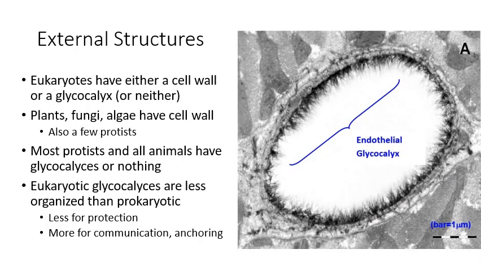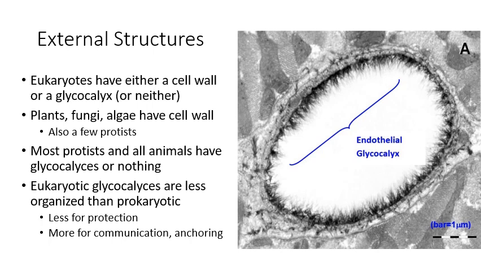Eukaryotes do not have as many external structures as prokaryotes do, but they can have glycocalyces and a couple other things. So in general, eukaryotes are either going to have a cell wall or a glycocalyx, but not both. So if you have a cell wall and you're a eukaryote, you do not have a glycocalyx. If you do not have a cell wall and you're a eukaryote, then you might have a glycocalyx, or you might have nothing at all. So that means that the main microbial type of eukaryote that could have a glycocalyx would be a protist. Your fungi and algae are going to have cell walls instead.